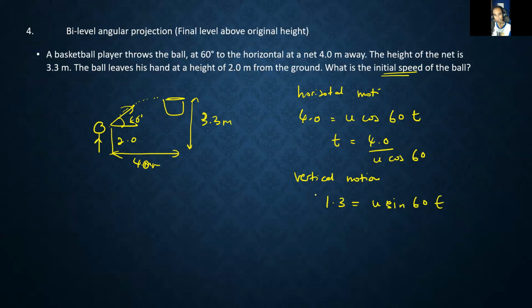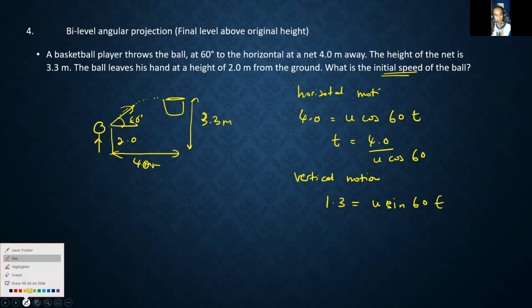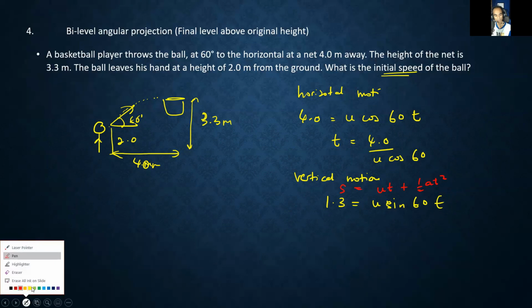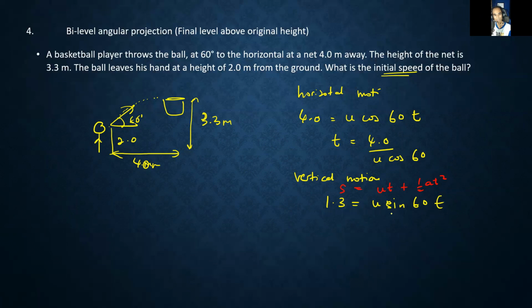This is the vertical motion. Where does the formula come from? It is S vertical equals ut plus 1/2 at squared. So you continue: 1.3 equals u sine 60 times t, minus 1/2 times 9.81 times t squared.